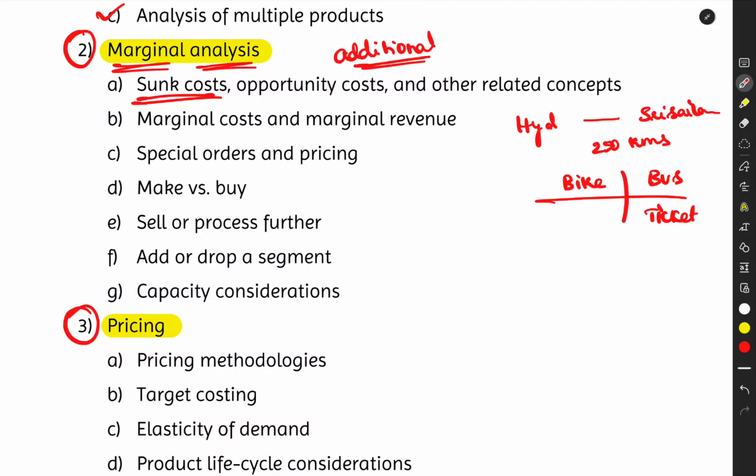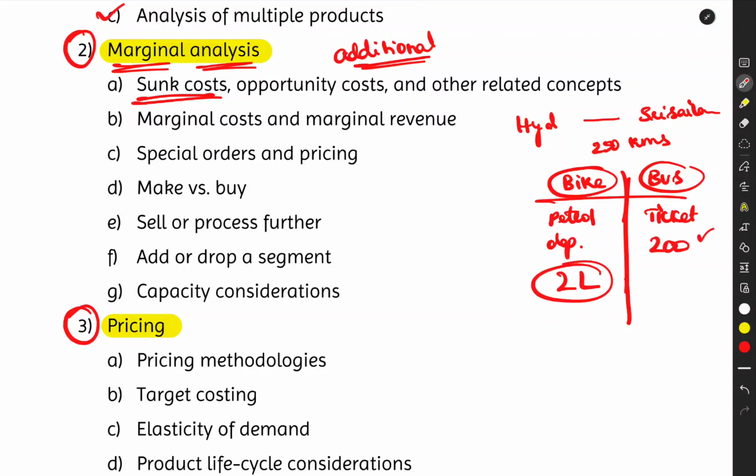But when I talk about bike, I'll have to worry about petrol, and I'll have to worry about depreciation on the bike, right? So now here you can understand, if I'm deciding between whether to go on a bike or whether to take a bus. So in this decision, I'm saying that bike cost is 2 lakhs, bus ticket is 200 rupees. So I would rather spend 200 instead of spending 2 lakhs. Does it make any sense?